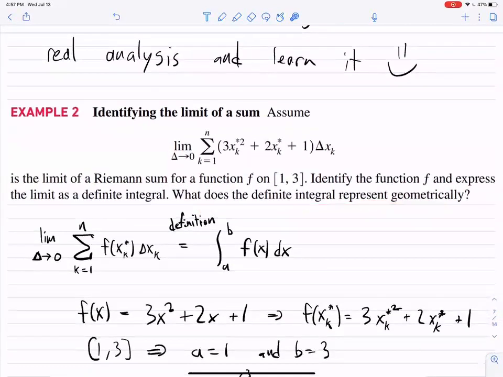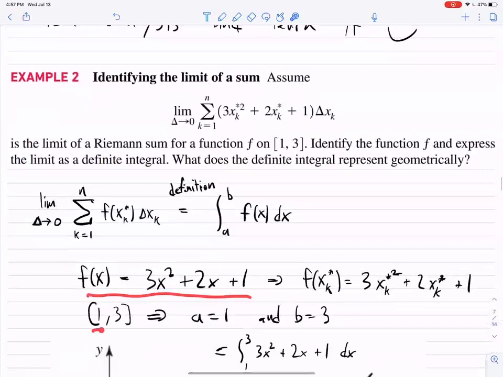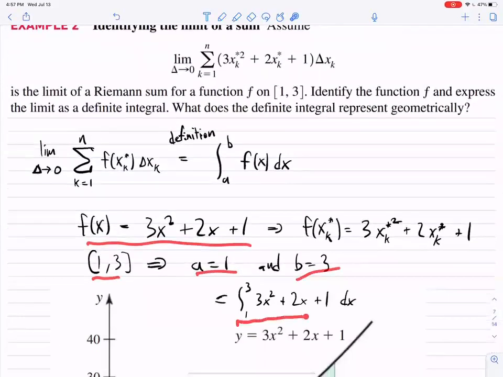And so remember that this limit, by definition, is the integral from a to b of f of x dx. Since our interval is 1 to 3, a to b has to be 1 to 3. Because this is f of x sub k star, then f of x must be 3x squared plus 2x plus 1, right? Because if you plug in x sub k star right there, you get that. So that means f of x is 3x squared plus 2x plus 1, and since the interval is [1, 3], a must be 1 and b must be 3. And so this must represent the integral from 1 to 3 of 3x squared plus 2x plus 1 dx.